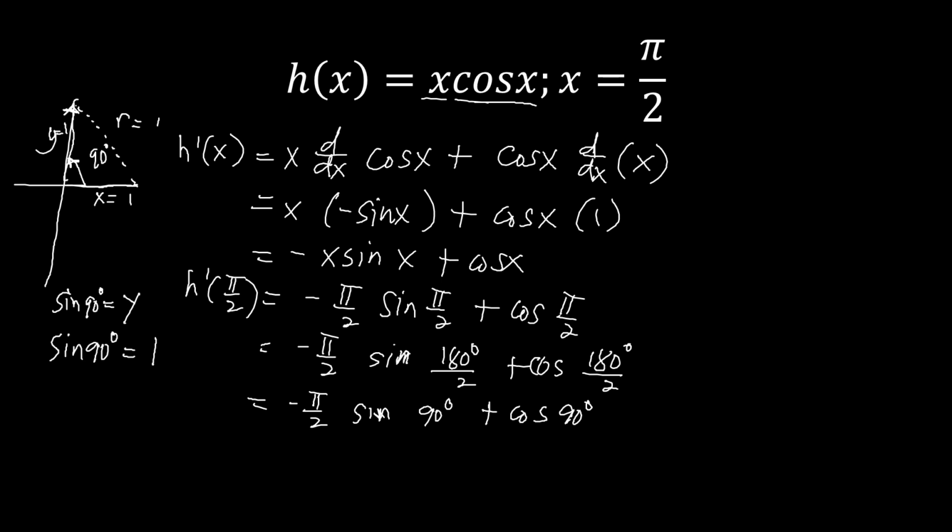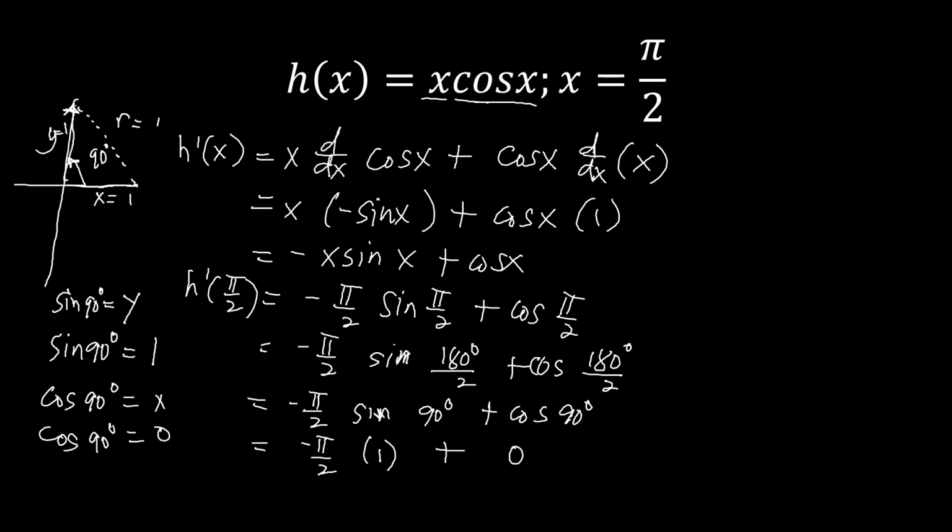So replacing the value, this is negative pi over 2 sine 90 degrees, that's equal to 1, plus our cosine 90 degrees. When we say cosine 90 degrees, cosine in a unit circle is equivalent to x. We don't have an x in here, so that is why our cosine 90 degrees is equal to 0. So that is our cosine 90 degrees.